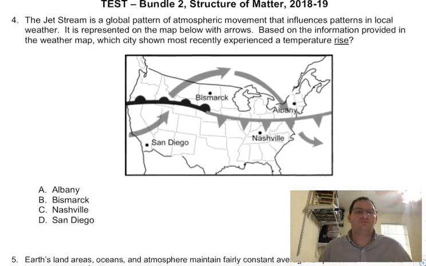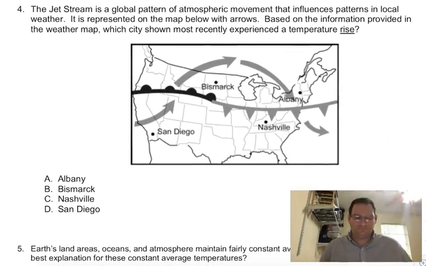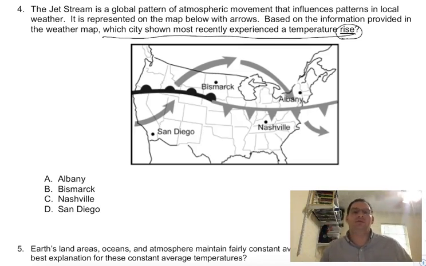We're on a roll. Ooh, another jet stream. The jet stream is a global pattern of atmospheric movement that influences patterns in local weather. It is represented on the map below with arrows. Based on the information provided in the weather map, which city shown most recently experienced a temperature rise? So beforehand we had a drop, I'm looking for a rise. So which city experienced a temperature rise?